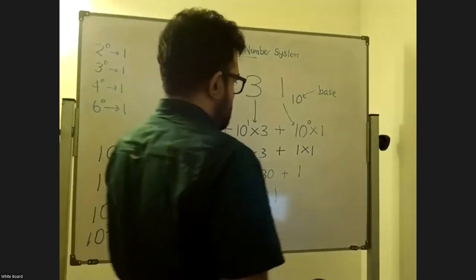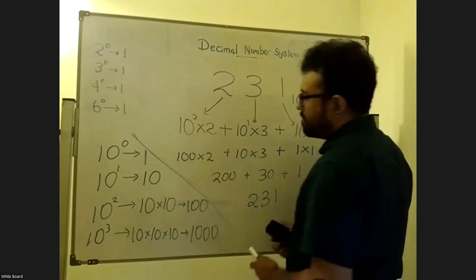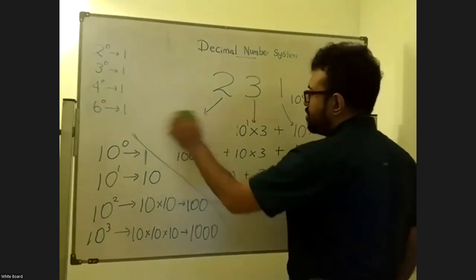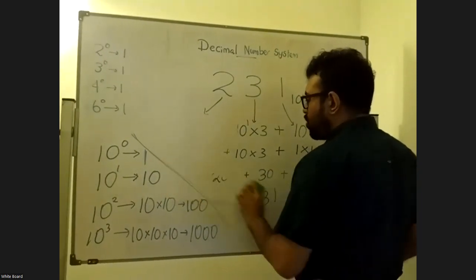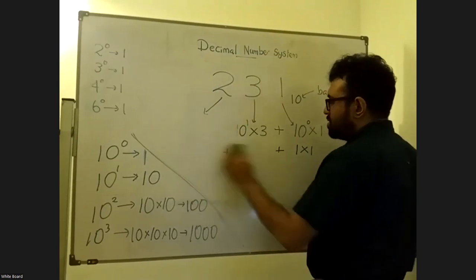Now we will go for another number. You have to do this by yourself. I will do a smaller increment on this. I mean, I will do a smaller advancement.